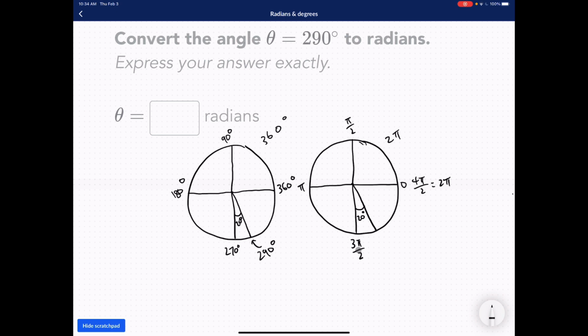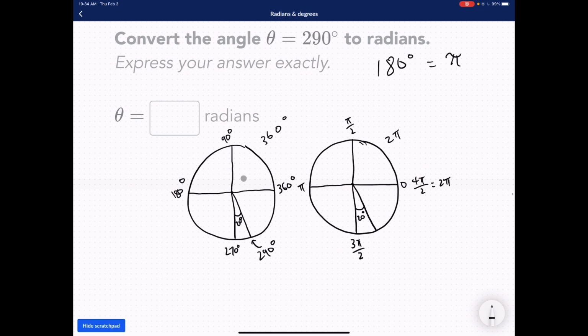Okay, so let's take a look. How do we find what 20 degrees is? There are different ways of doing it, but I like to do it this way. This entire semicircle is 180 degrees, right? And this semicircle is also pi, okay? So 180 degrees is the same thing as pi, right?